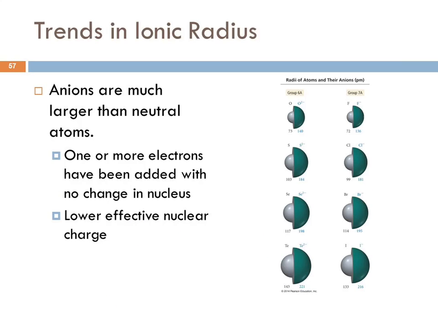Anions are bigger, and that kind of makes sense because we're adding electrons. But the change is not quite as dramatic. We're adding one or more electrons, but we have no change in the nucleus. So the effective nuclear charge is actually lower, which allows these guys to let out a little bit. So higher effective nuclear charge on the cations is causing the electrons to pull in and the ion to shrink. Here we're adding an electron with no change to the nucleus. Effective nuclear charge decreases, and that allows them to kind of puff up and expand.